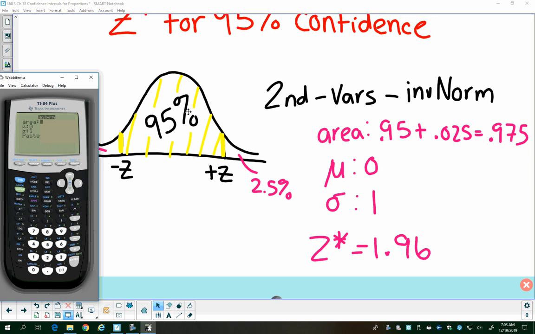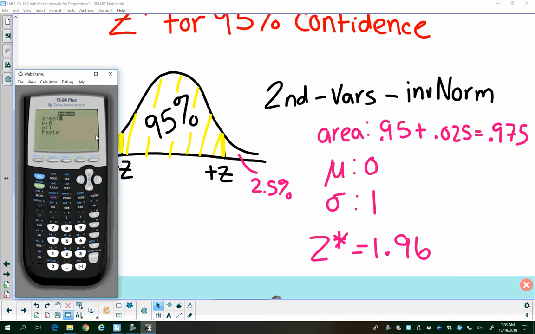Well, if there's 95% in the middle and 2.5% on this tail over here, then there's 97.5% area to the left of this positive z value. So that's this little calculation here. So I'm going to tell it 0.975. I'll leave my mean and standard deviation as 0 and 1. And then I get this as a z. This is the z that cuts off this center chunk that is 95%. So I'll round it to 1.96 like I did here.